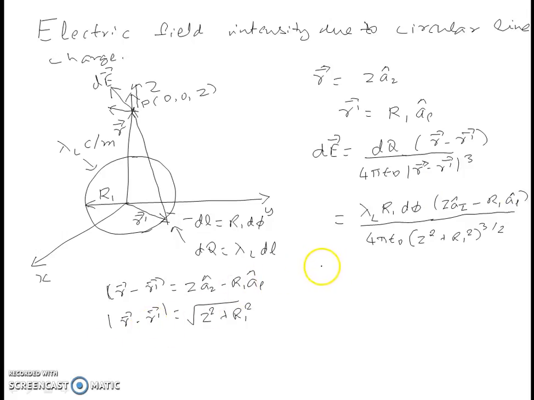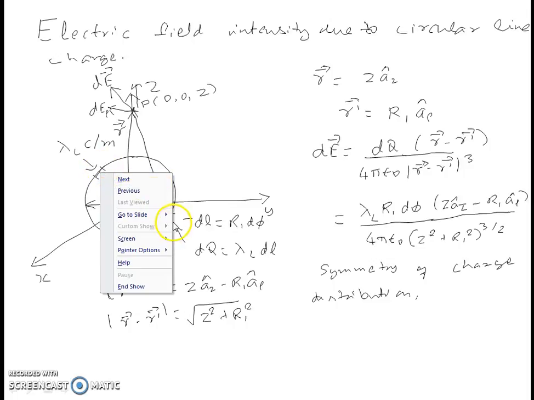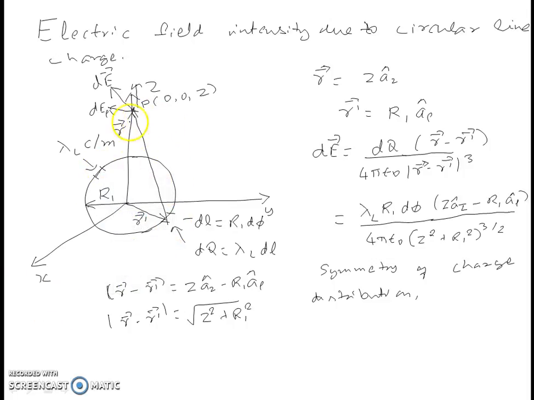Now we see that due to the symmetry of the charge distribution, the rho component at this point P, that is this dE rho, is cancelled by the rho component of the electric field at this point P due to this differential charge, which is symmetrically opposite to this charge. So because of this, in the net electric field, the rho components are 0.